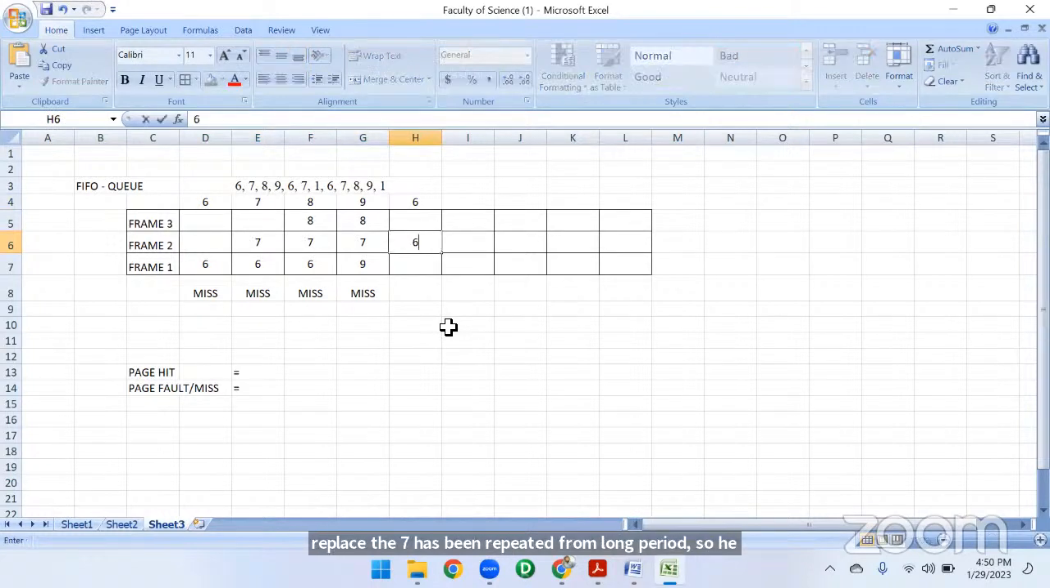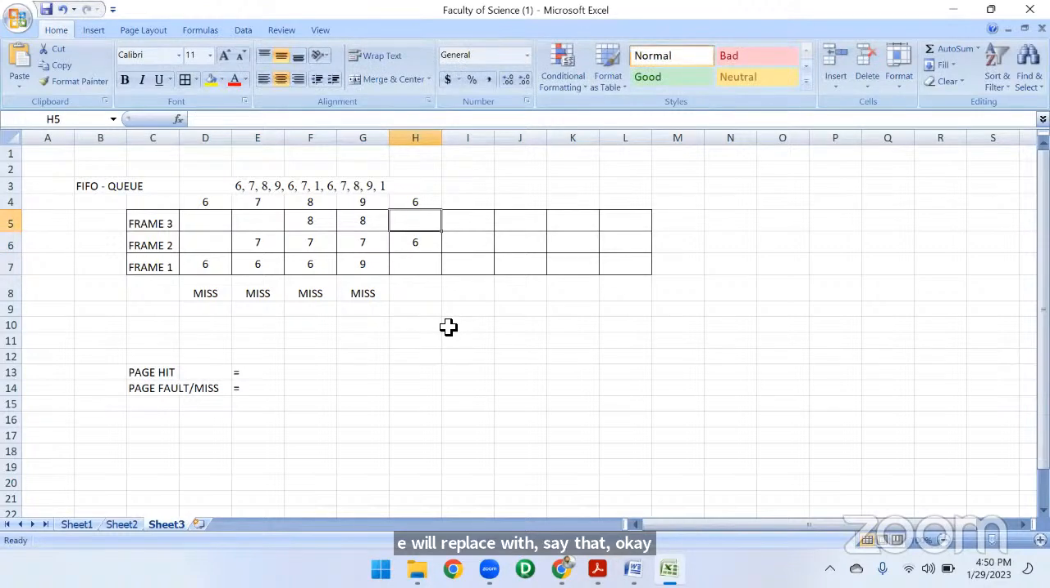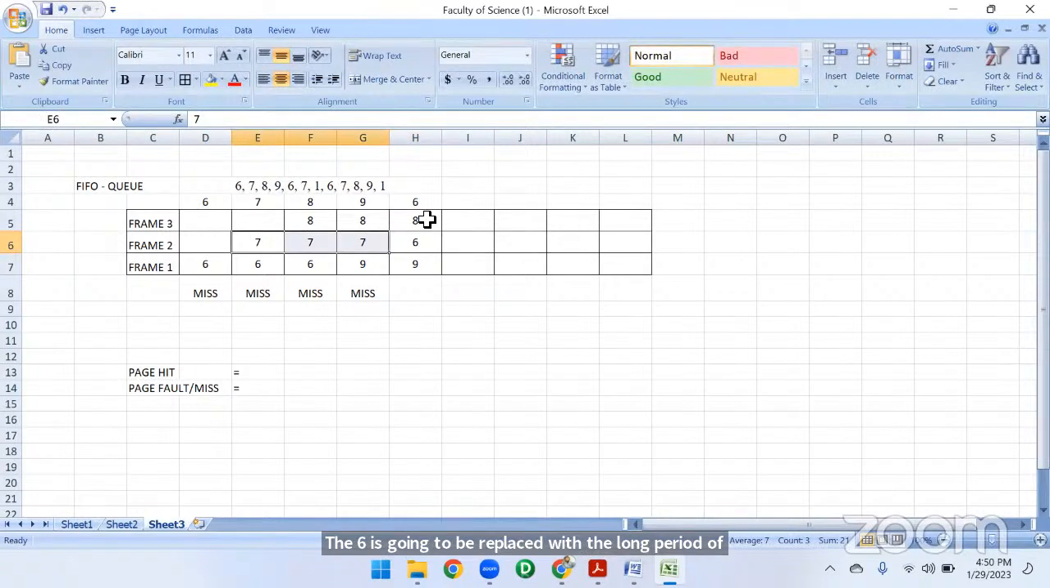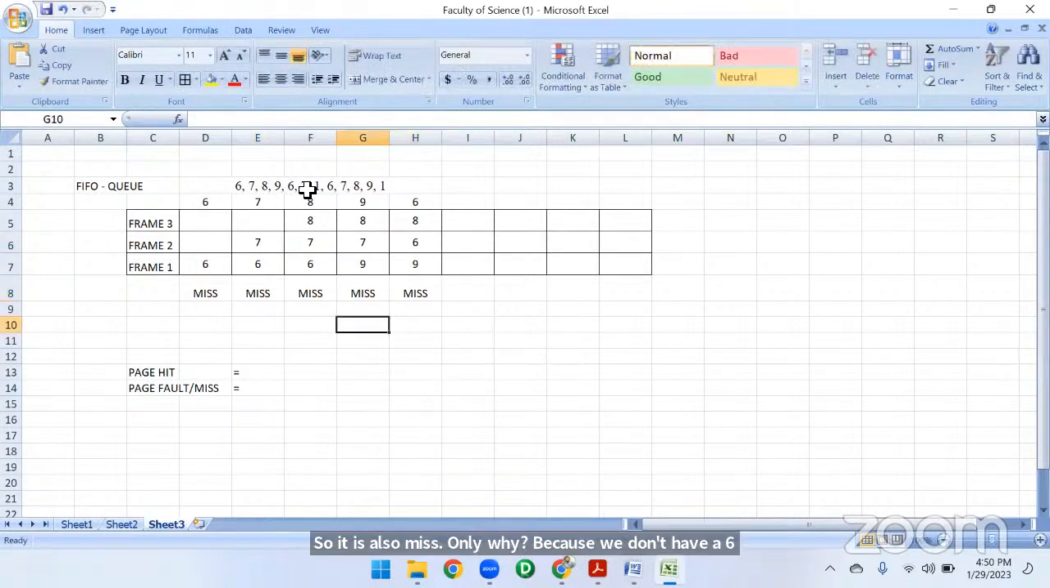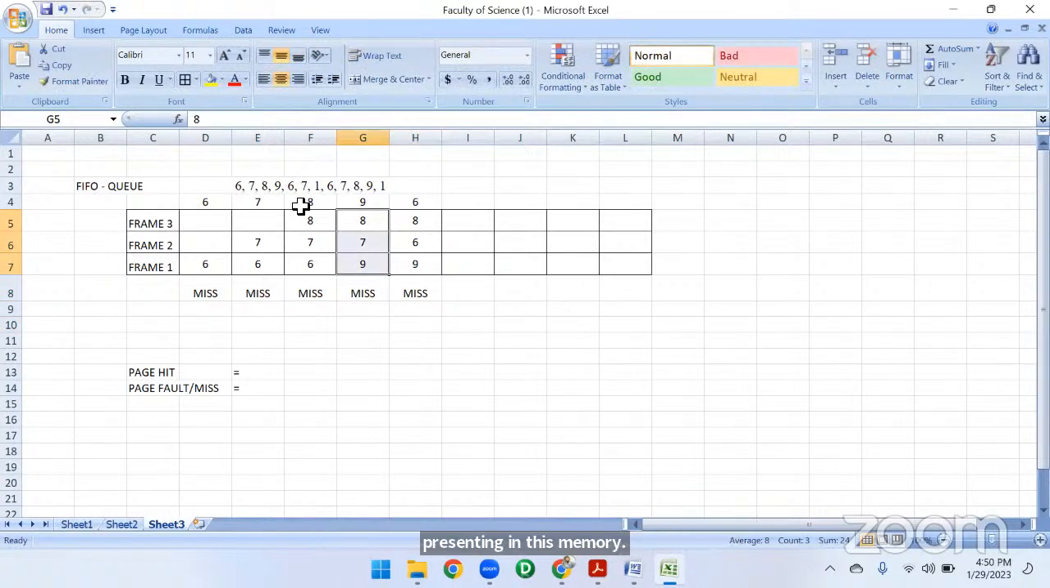Okay. The 7, 8 and 9 will be in the same positions. The 6 is going to be replaced with the page that has been present in the frame for a long period. Right. So it is also a miss only. Why? Because we don't have a 6 present in this memory. Okay. So again, when 7 comes here, we get the 7 here.